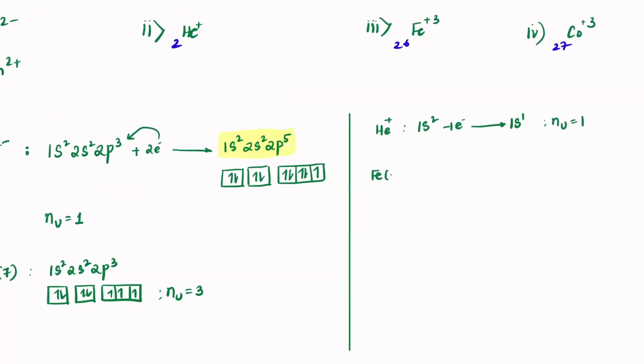Likewise, iron. Iron is 26. The configuration is argon. Up to argon, you know, there are 18 electrons. Then it is 4s2, 3d6. If I put these electrons here, which is 4s2, and we have 5 orbitals here, like this: 1, 2, 3, 4, 5, and 6. These are the 6 electrons we have.